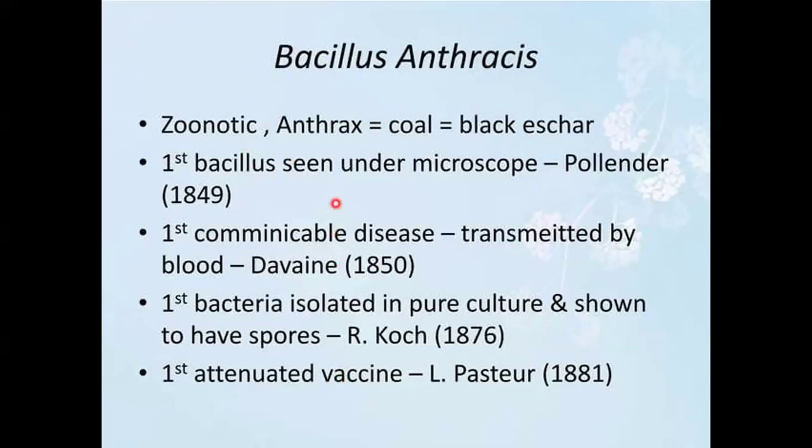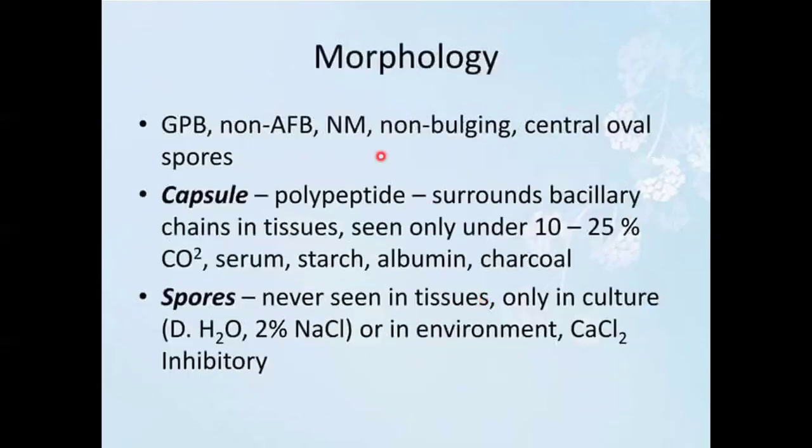Then this is the history of Bacillus anthracis. In 1849, it was first seen in the microscope, became a communicable disease, isolated in 1876. Then in 1881, they formed the first attenuated vaccine. Morphology: gram-positive bacteria, non-acid fast bacilli. So acid-fast bacilli, I want you guys to remember there are two types. The two types of bacteria you'll remember are Mycobacterium tuberculosis and Nocardia. Okay, we're going to do Nocardia and the branching filament gram-positive bacteria.